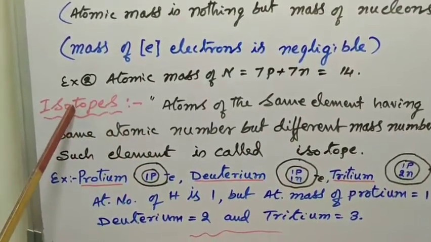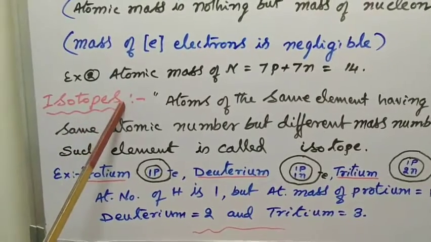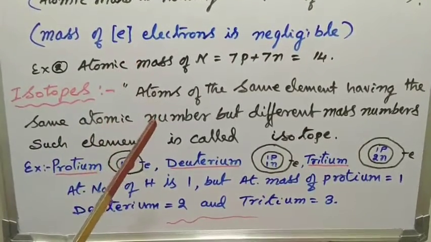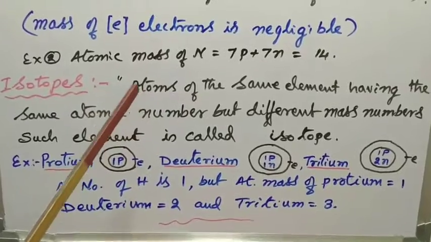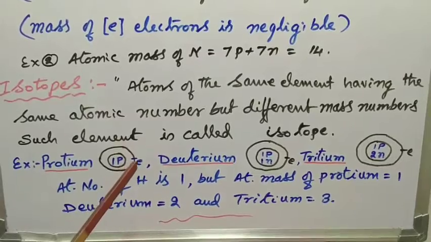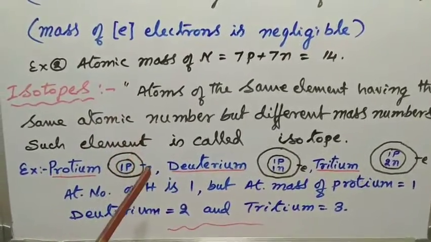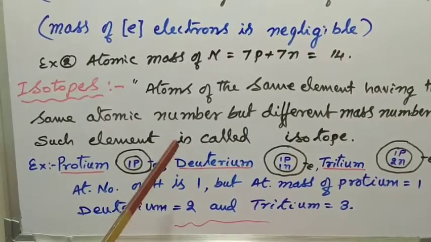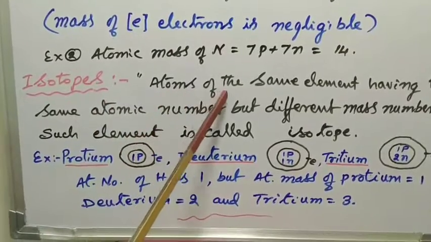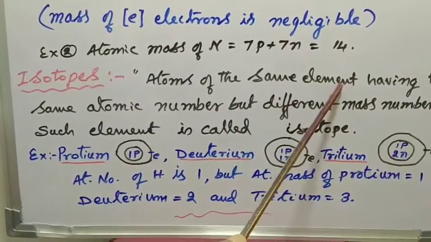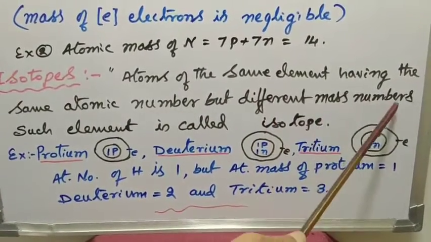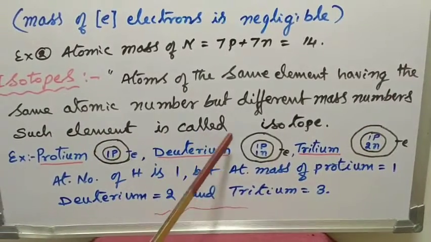Isotopes. Iso means same, topes means place. In the periodic table, we arrange the elements according to increasing order of their atomic number. Here, the masses of atoms of an element are different. Certain elements are like that. Let us see the isotopes. Atoms of the same element having the same atomic number but different mass numbers, such elements are called isotopes.